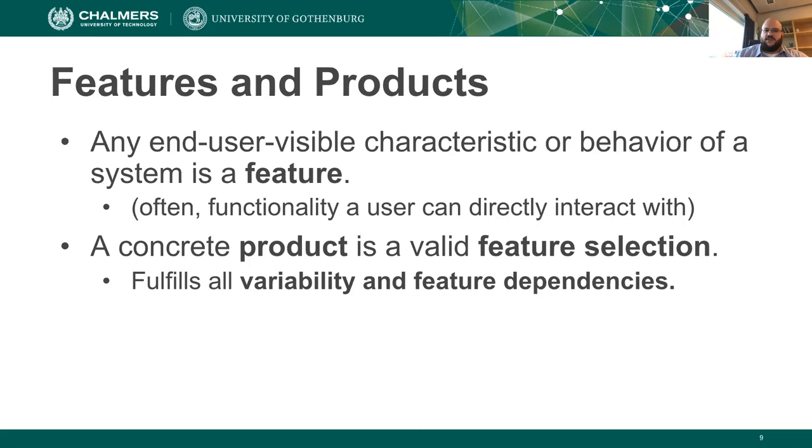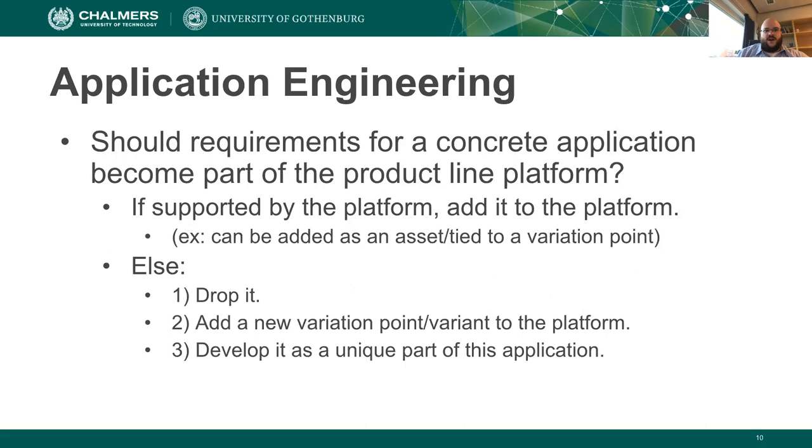So setting up the product line infrastructure is not the goal in itself. The ultimate aim is to make use of this portfolio of assets, this platform, during the application engineering process. This is the instantiation of the variability. So as new requirements are captured, as we develop a concrete product during this application engineering process, every requirement has to be considered and a decision needs to be made about its future.